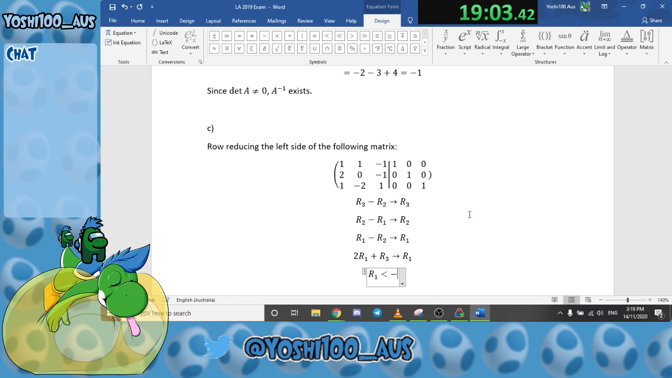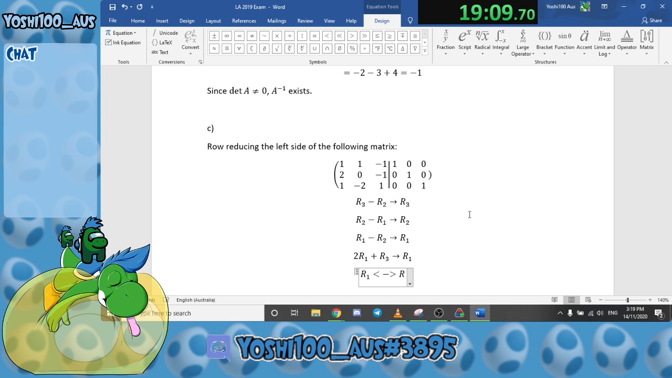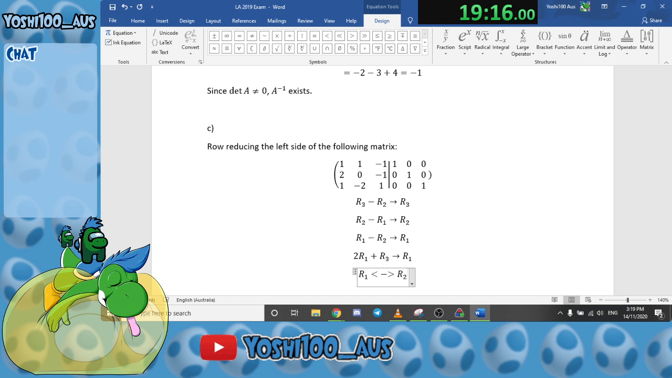How do I do multi-sided? I don't know how to do it. I don't actually know. If anyone knows, let me know. I'm curious.